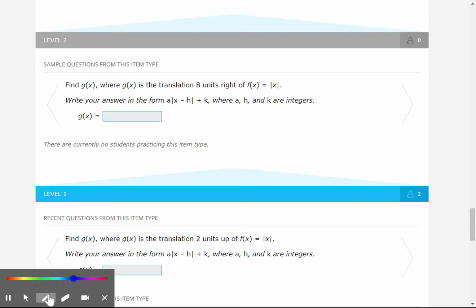We are looking at D.14 in the Algebra 2 section in IXL. We are going to be talking about how to identify transformations and how to write the equation. So if I look at this, it says find g of x, where g of x is the translation 2 units up of the parent function of f of x equals the absolute value of x.